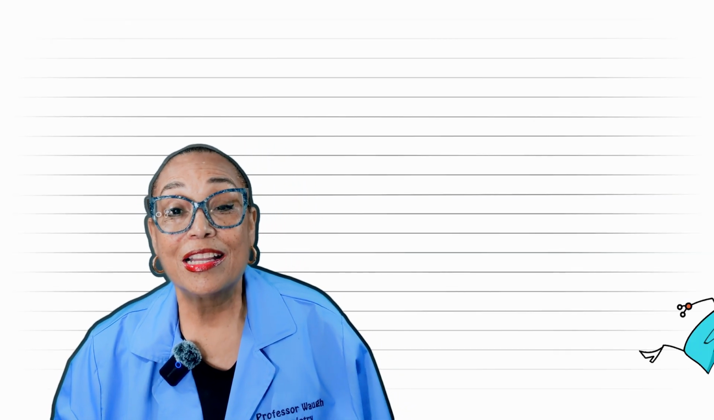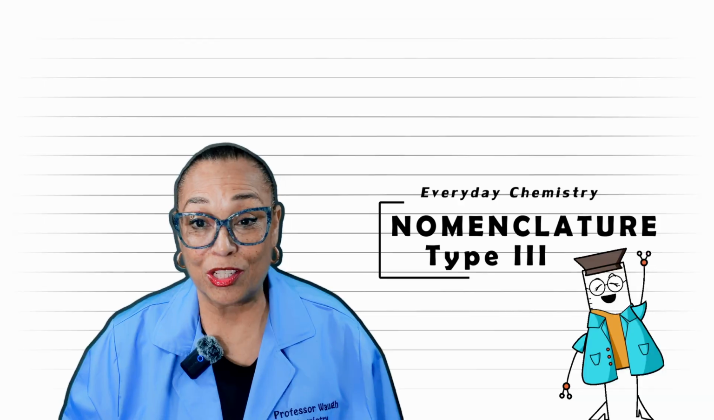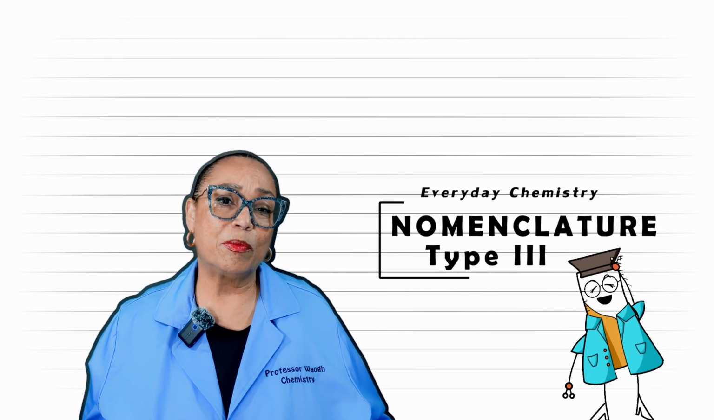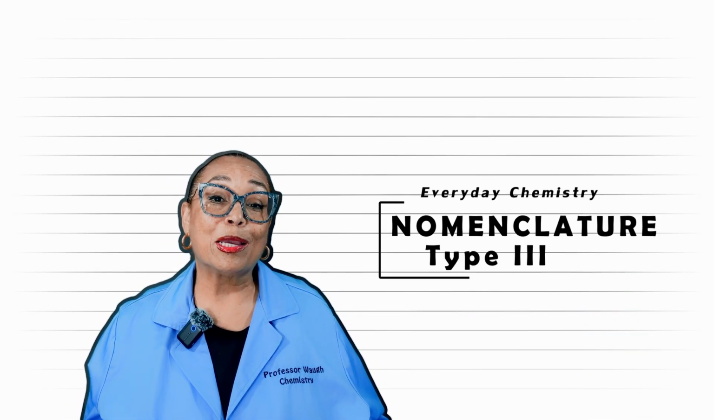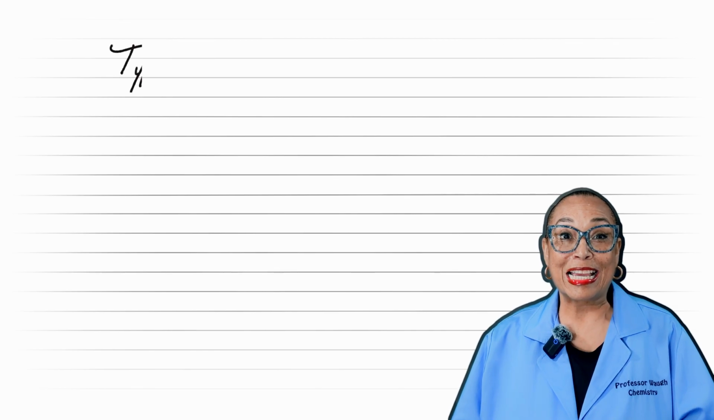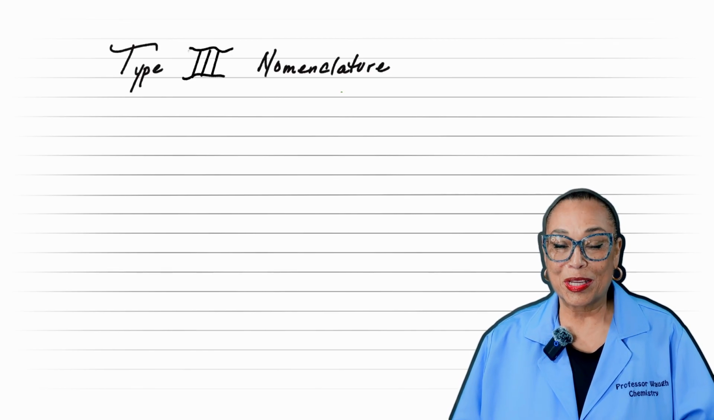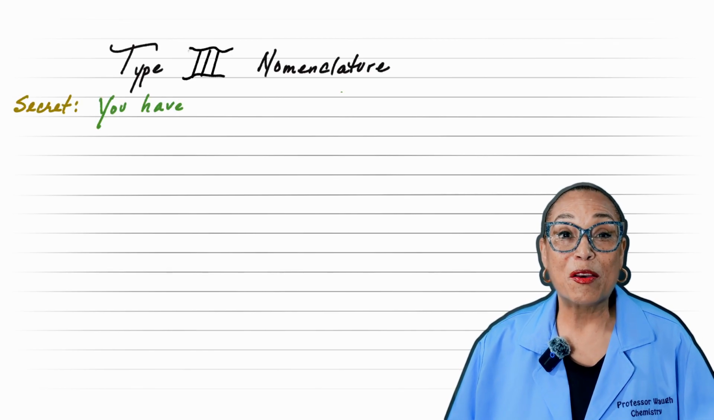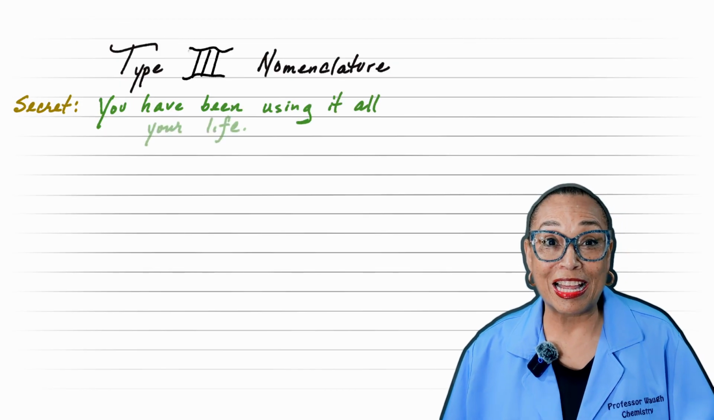In today's lesson, we will continue working on our nomenclature lecture, Type III Nomenclature. Now you've seen this type of nomenclature and you didn't even think about it. All right, let's start class. Okay, Type III Nomenclature. Secret. You have been using this all of your lives.